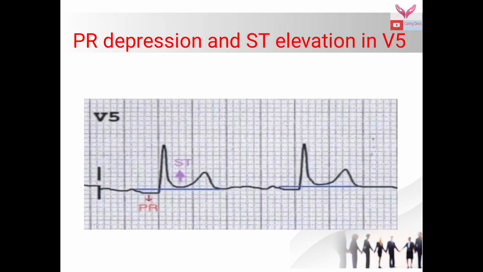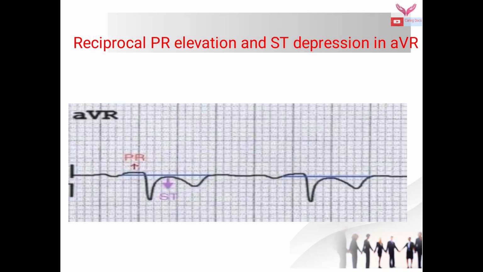In this ECG, we can see the PR depression and ST elevation in lead V5. Here we can see a reciprocal PR elevation and ST depression in AVR.